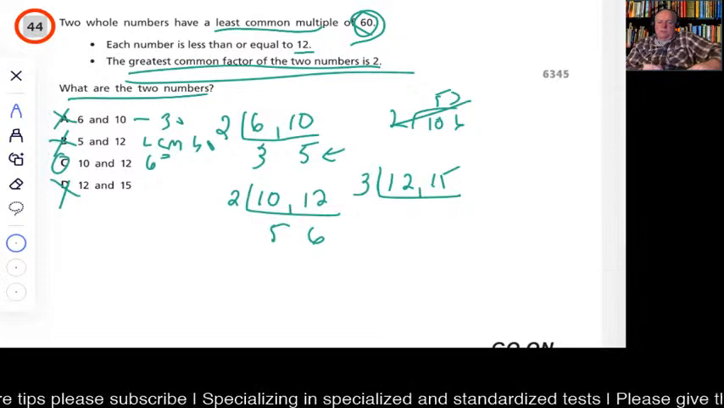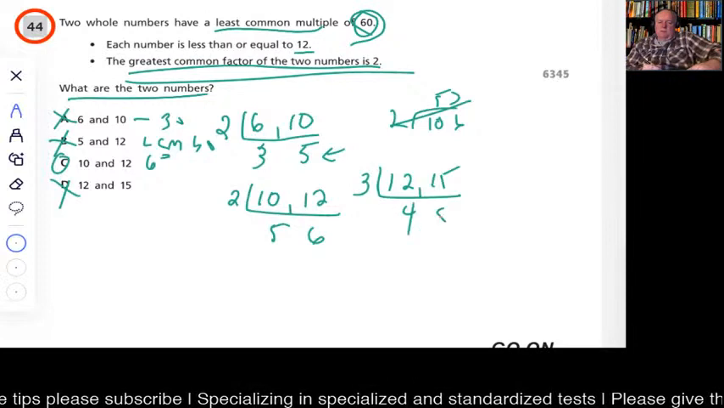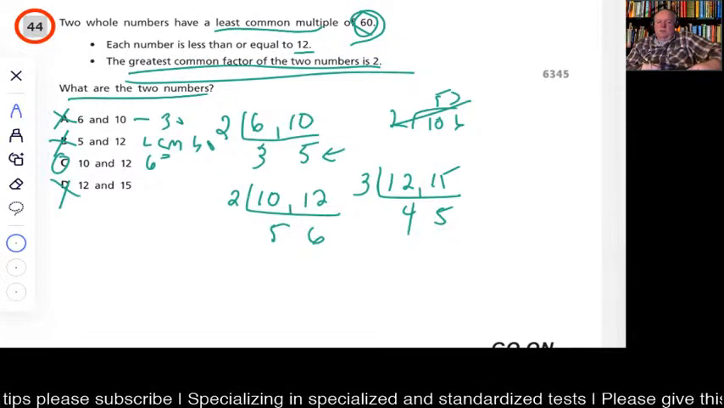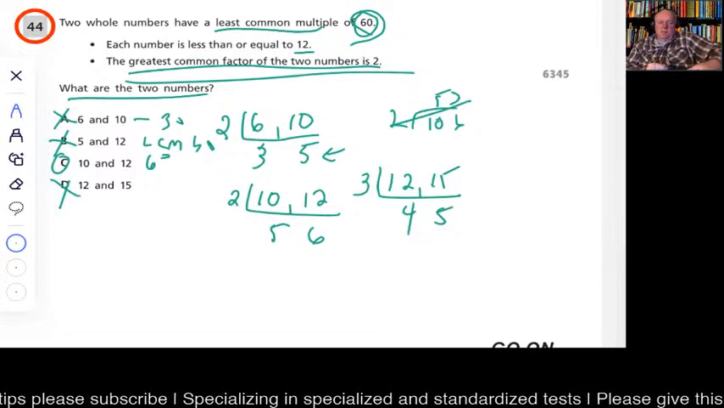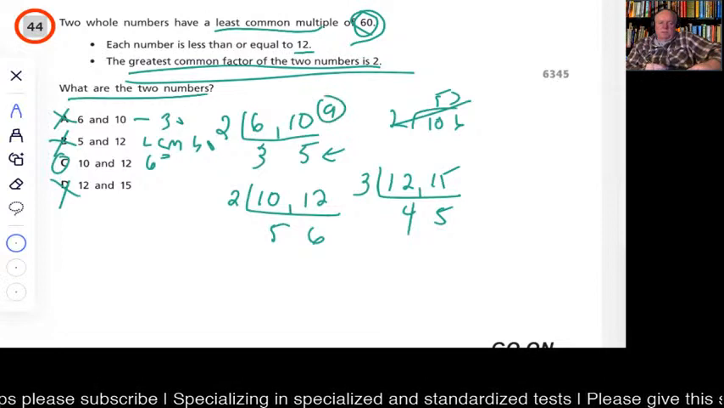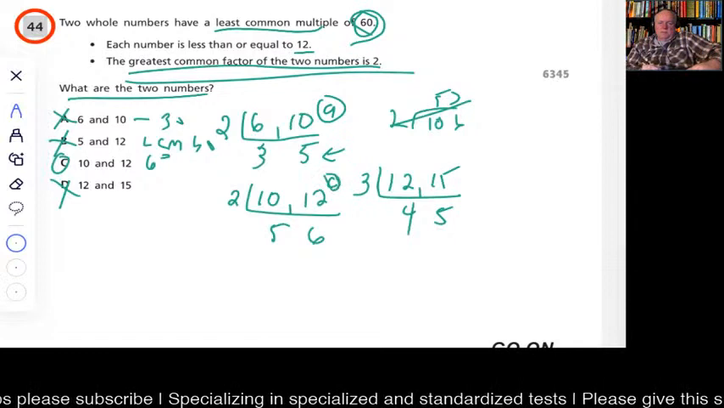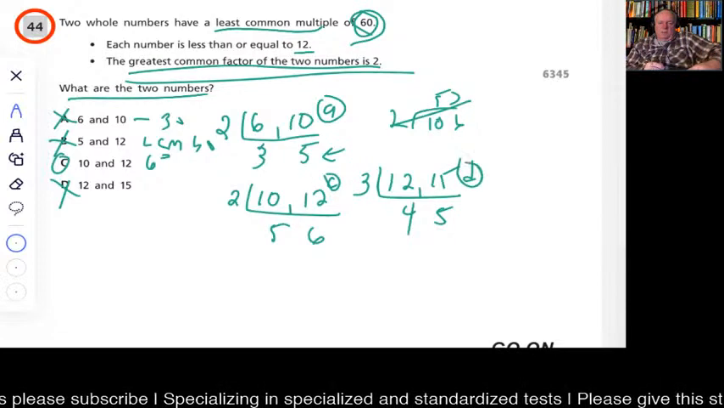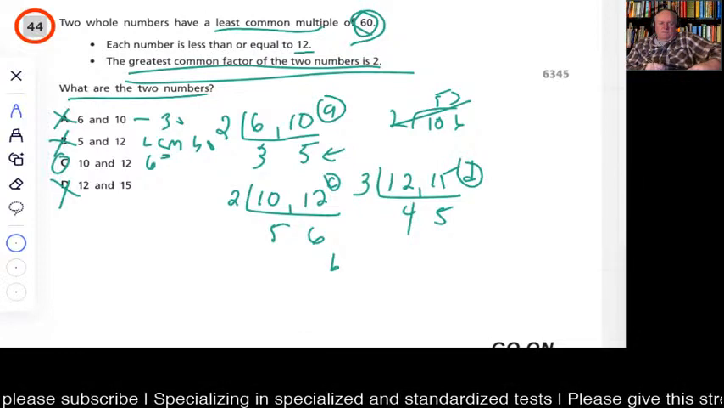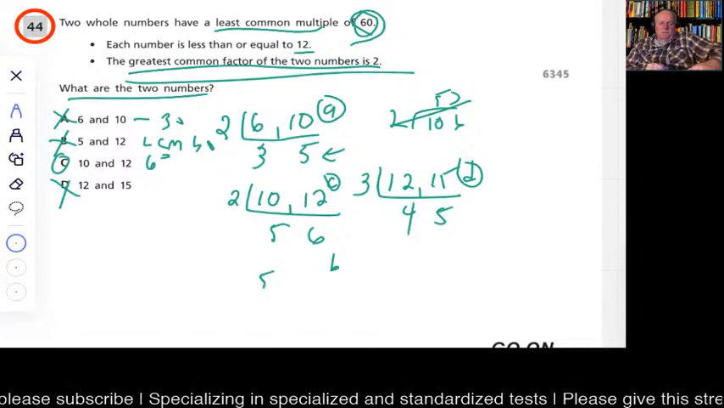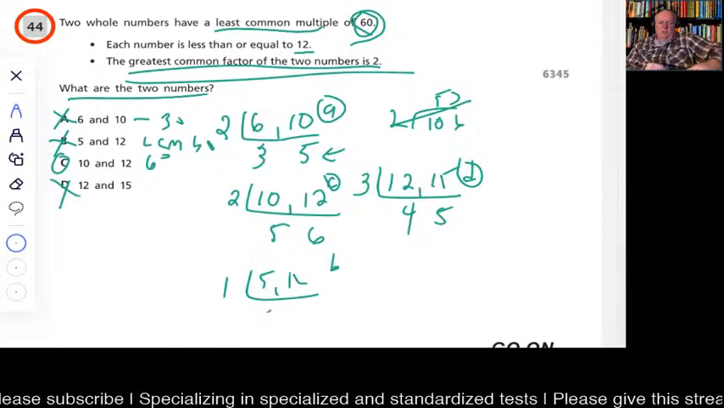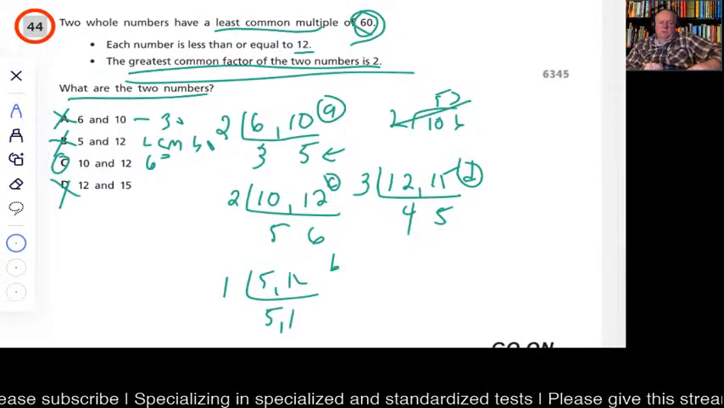3 goes into 12 four times, and 3 goes into 15 five times. Then we stop again because there's no common factor of 4 and 5. Let me put on the side: this was A, this was C, this was D, and I saved B for last. B is just 5 and 12. It turned out there's no common factor there except for 1, and when you divide by 1, you're left with 5 and 12, so you're done.